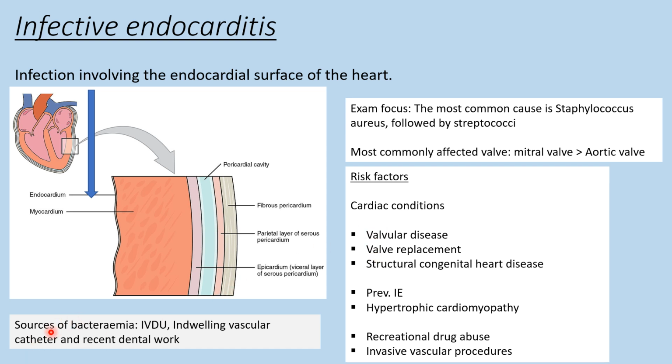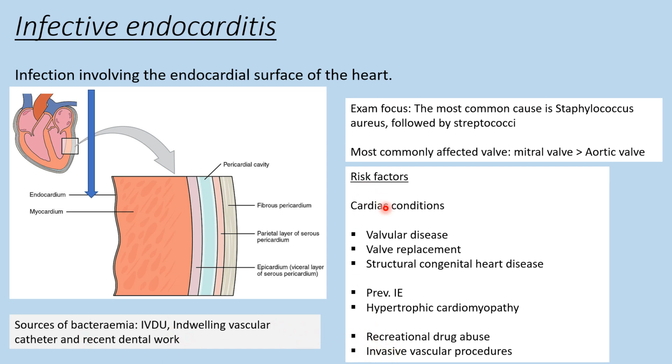The sources of bacteremia could be coming from IV drug abusers. So recreational drug abuse and IV drug abusers as a big hint. Indwelling vascular catheters or invasive vascular procedures is also a very big hint that it could be infective endocarditis, or a recent dental work. So these are very, very important clues in the stem of the question.